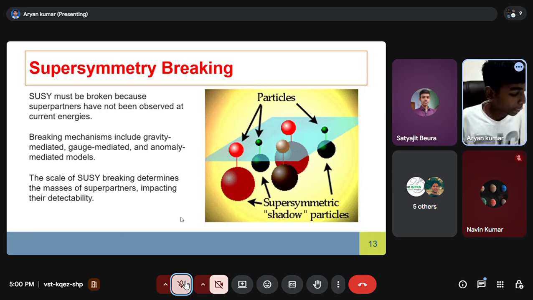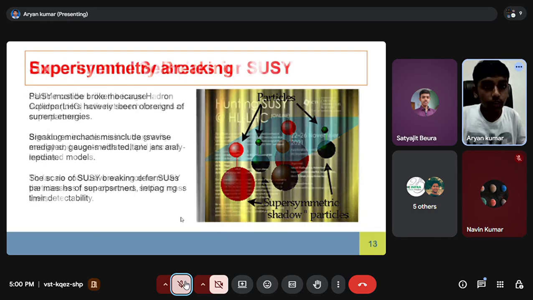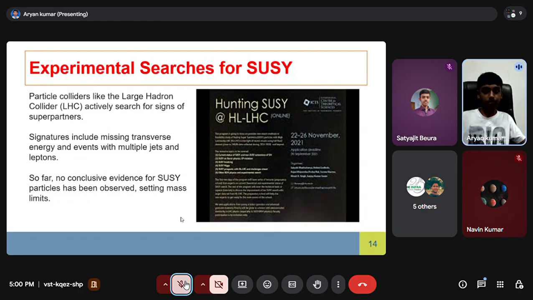Let's just get to the topic right now. Experimental searches for supersymmetry: particle colliders like the Large Hadron Collider actively search for signs of superpartners, with signatures including missing transverse energy and events with multiple jets and leptons. So far, no conclusive evidence for supersymmetric particles has been observed, setting mass limits. One more reason can be that an S quark is about 1,000 times more massive than a regular quark, and that can be one of the reasons we haven't been able to discover it.